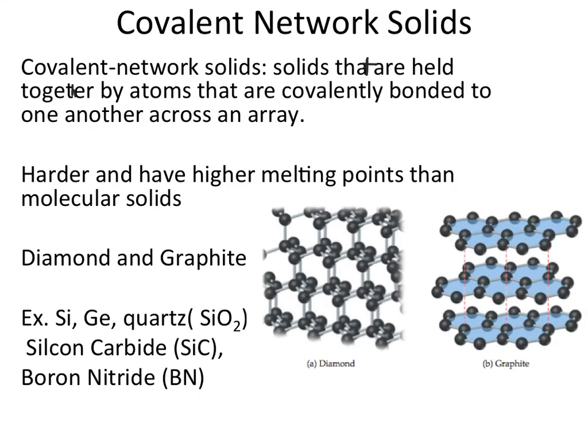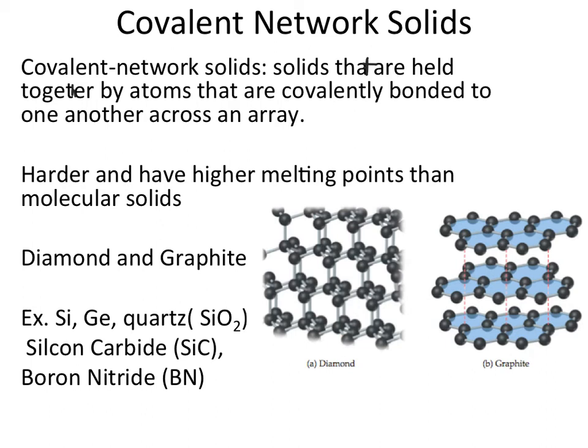So covalent network solids are actually solids that we haven't discussed before. Basically, covalent network solids are unique in that the atoms within the solid are covalently bonded together in a repeating three-dimensional array. So you're going to have a repeating covalent bonding pattern throughout the three dimensions of the solid.